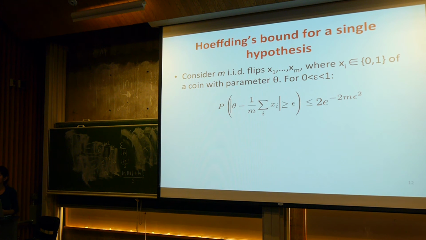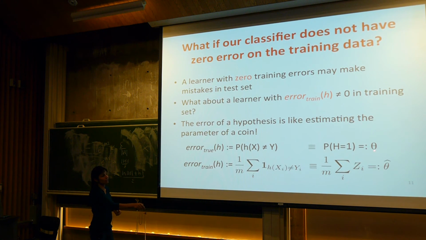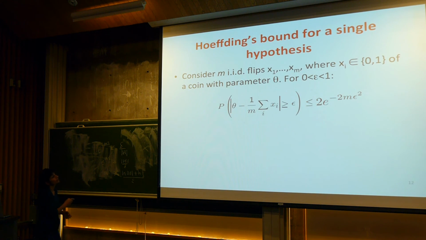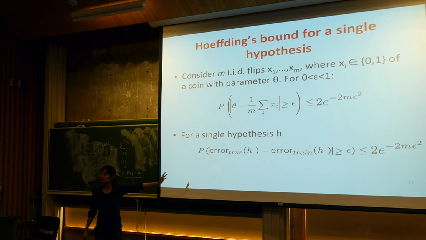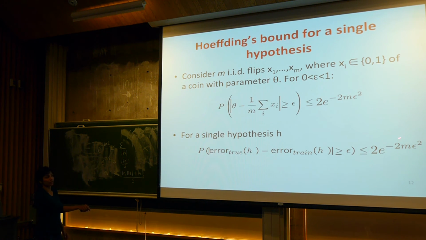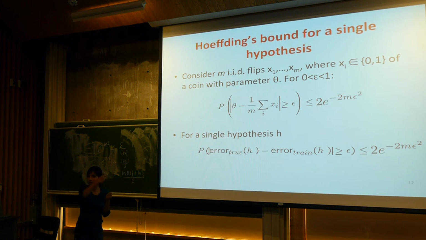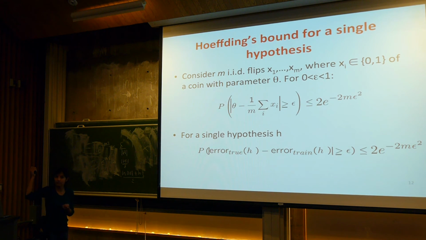So we can apply this to our true error and training error. Instead of theta, we replace it with the true error, and the empirical average theta hat we replace with the training error. If we do that, we can say that the probability that the true and the training error differ by more than epsilon is bounded by 2e to the minus 2m epsilon squared, for a single hypothesis h. Because for every hypothesis, we can associate its true error with a theta. If we have a different hypothesis, we replace with its own true error. But for a single one, we get this bound.